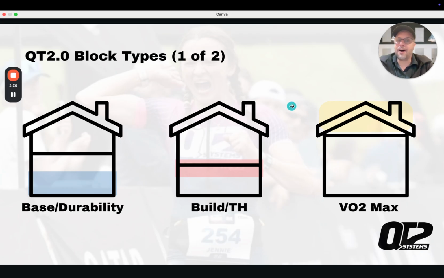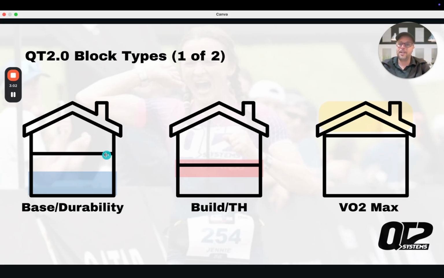So, what are our block types? But first, let's talk about the architecture, the athletic architectural model, as outlined by Phil Skiba. First, we have a house model. We have the base, the floor. That is our aerobic fitness. In each of the houses, this always represents our durability, our fatigue resistance, our general fitness.